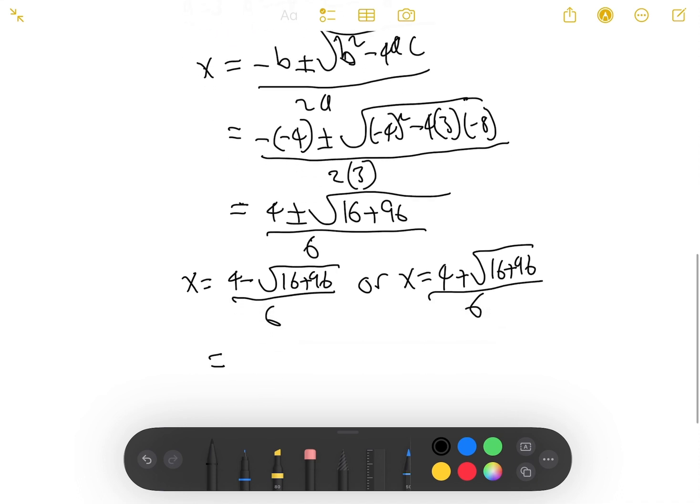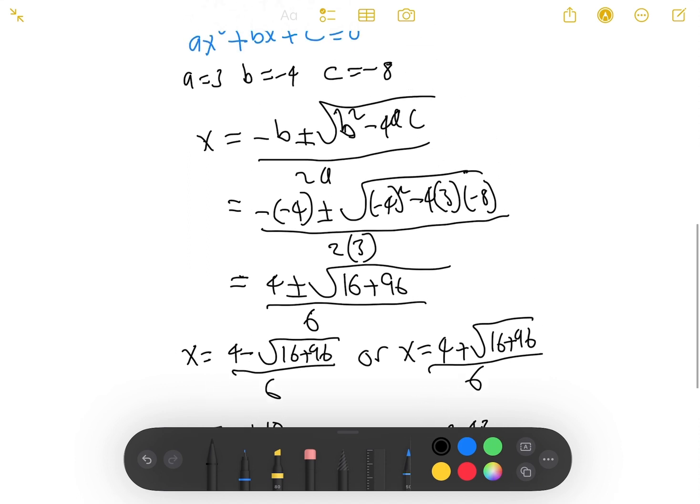Therefore here and here, let's substitute and see what we get. With the first one, we get negative 1.10, and then the second one we get 2.43. Kindly note that unless stated otherwise, you always round off to 2 decimal places.